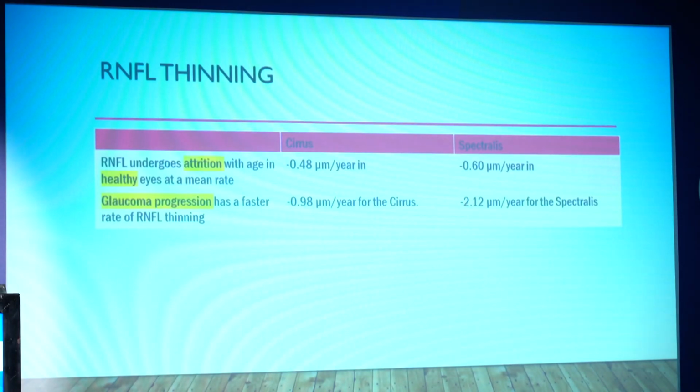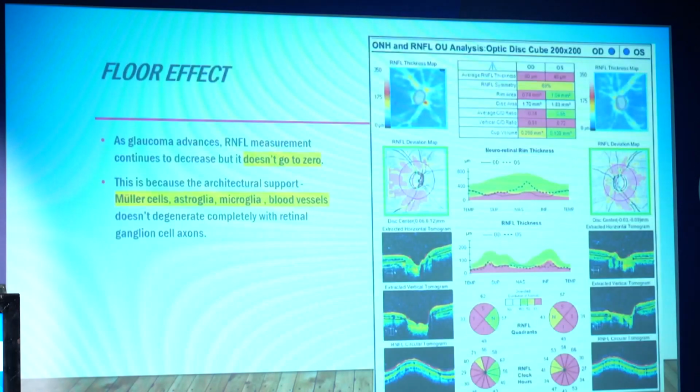So RNFL thinning in normal healthy eyes will have around minus 0.48 micrometer per year. This is seen in the Cirrus machine. And in glaucoma progressors, this value can increase up to minus 0.98. And similar values are shown in Spectralis.